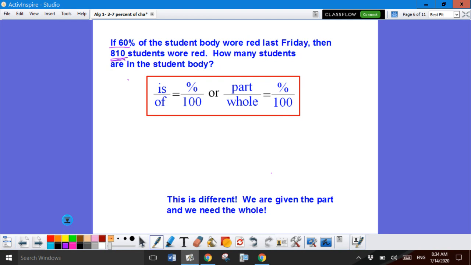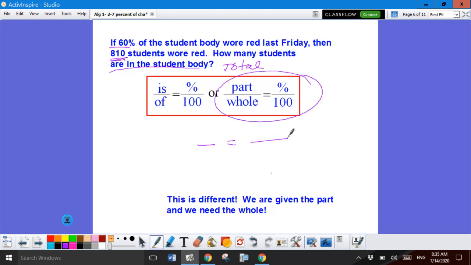Let me read that again so we can think about this. If 60% of the student body wore red last Friday, then 810 students wore red. How many students are in the student body? So they're looking for a total. So if they're looking for a total, I'm really looking at this guy.